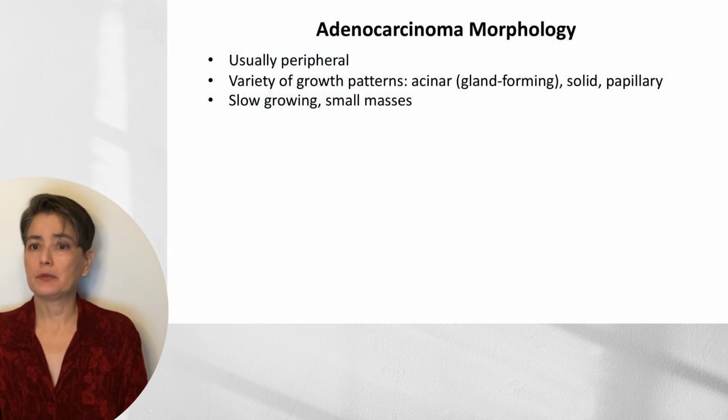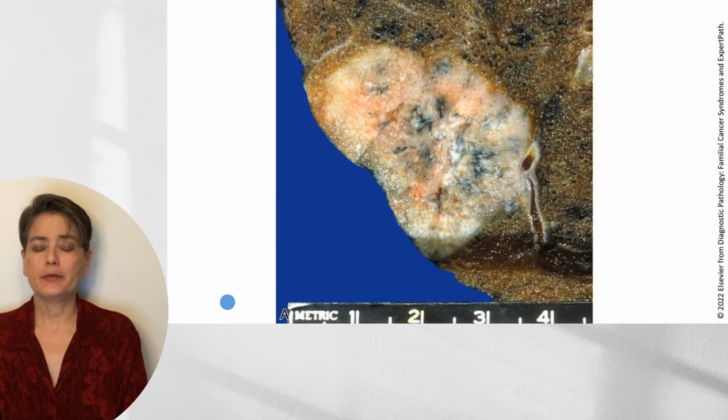Morphologically, these are typically peripheral, and then histologically, we can see a variety of growth patterns, so the typical gland-forming or acinar appearance, or solid or papillary growth. They're typically slow-growing, small masses. So this gross image confirms that. This is a peripheral mass right here under the pleura, and it is quite small.